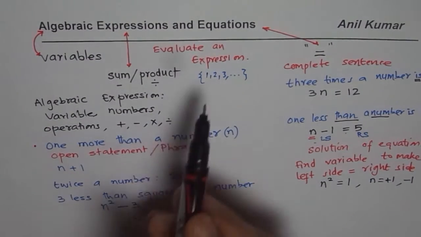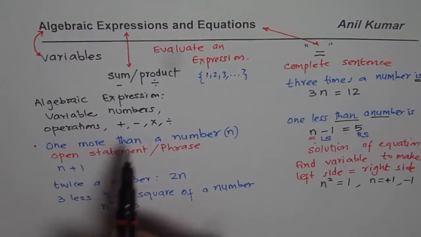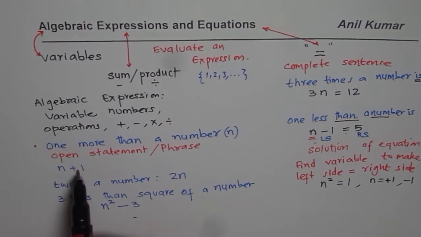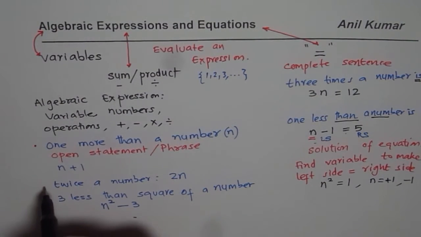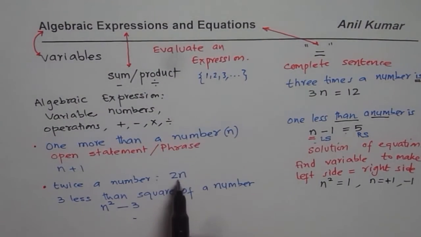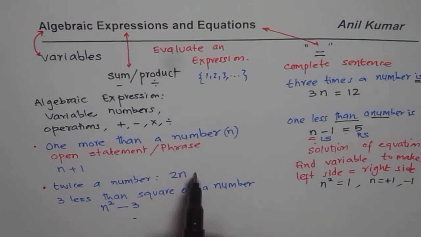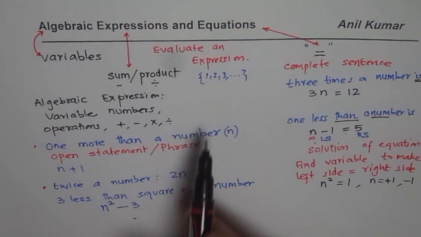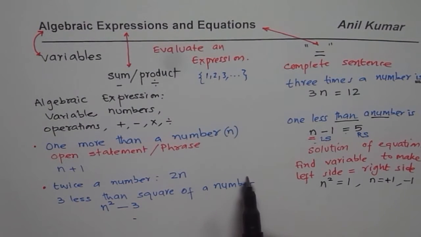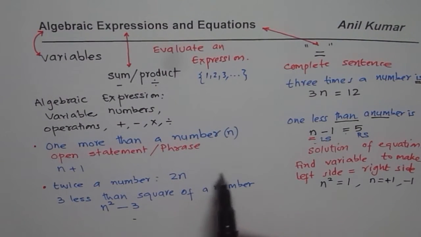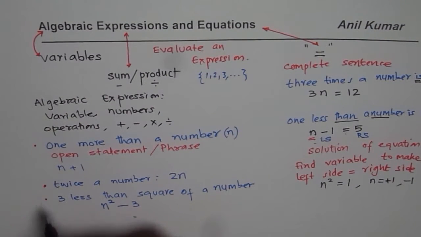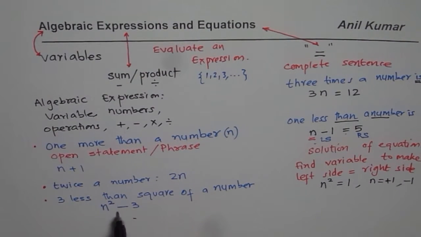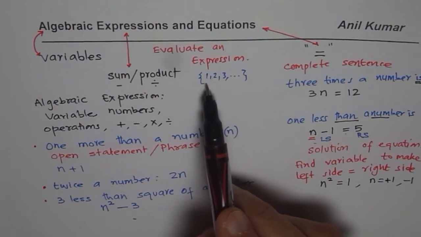So I'll write n as 1, 1 plus 1 is 2. Then I'll write n as 2, 2 plus 1 is 3. Likewise, similarly here, I could put 1 here. So twice a number: 2 times 1 will be 2, 2 times 2 is 4, 2 times 3 is 6. So we'll get a set of numbers. That is how we'll get more values, right? Here also we can evaluate the given expression for different numbers.